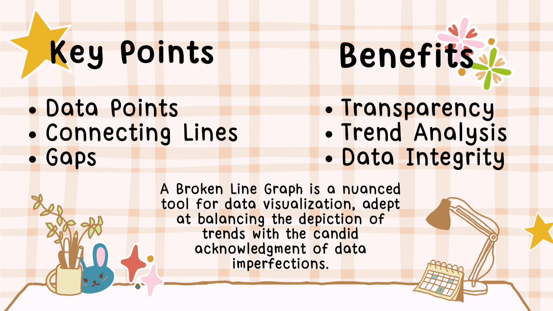The broken line graph also has its purpose and benefits. First is its transparency, where it clearly indicates where data is missing, promoting an accurate interpretation of the available information. Next is the trend analysis, where it allows for the visualization of trends while acknowledging data limitations. And lastly, the data integrity, where it maintains the integrity of the dataset by not interpolating or guessing missing values, making it ideal for datasets where missing data is a significant factor.